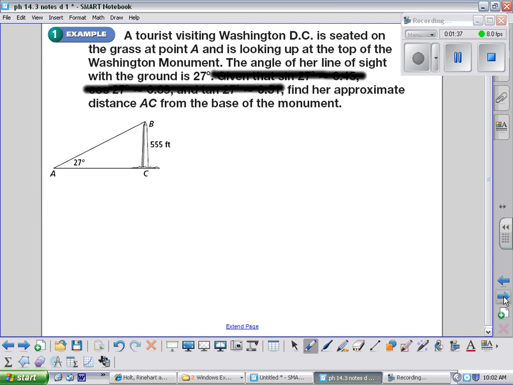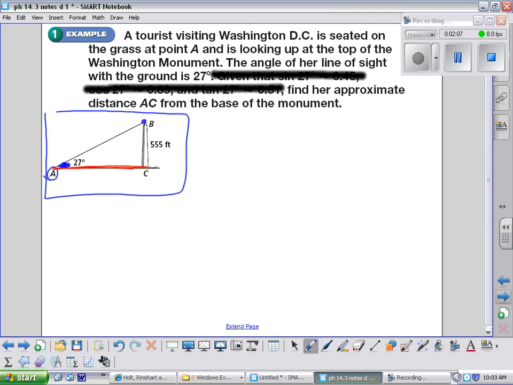Change this up a little bit. What you really need in your notes is the picture should be sufficient. You're at the Washington Monument, and from where you're looking, which is point A, to the top of the Washington Monument, point B, that angle is 27 degrees right in there. So we want to find the approximate distance from A to C, from where this person is to the tower, along the flat ground. We're assuming the ground is flat.